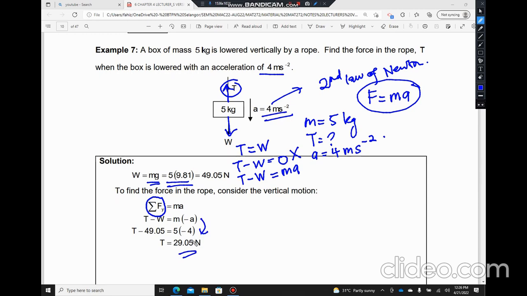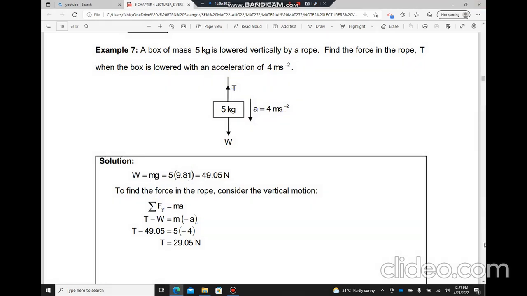Okay. So this one why negative 4? Sebab dia pecutan ke bawah. Dia berlainan dengan pecutan graviti. Kalau graviti ke bawah dia positif, tapi kalau a bila dia ke bawah dia nilai yang negatif. So that's why we substitute with negative 4. Okay, so boleh faham untuk example 7.